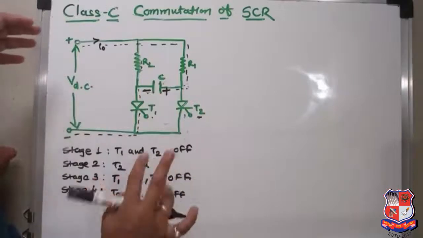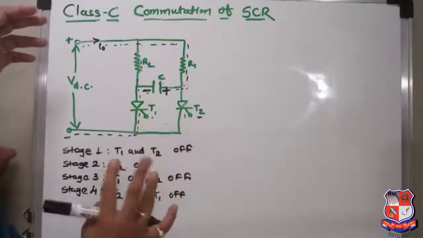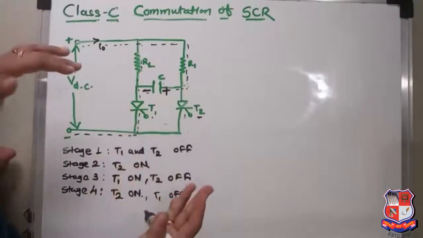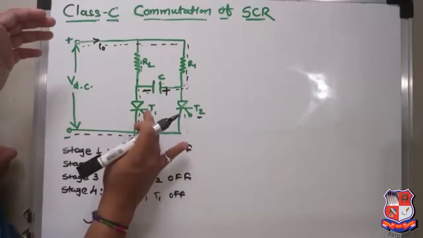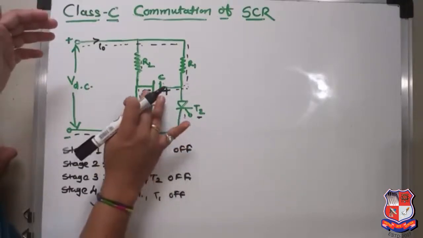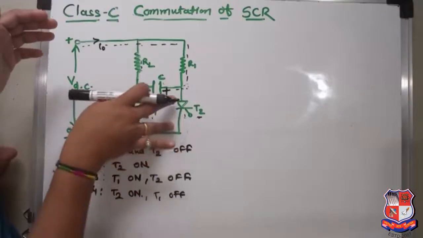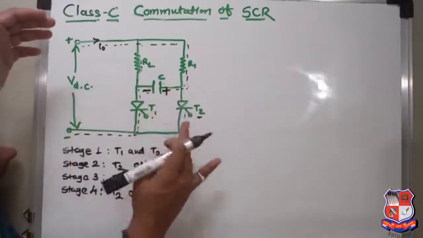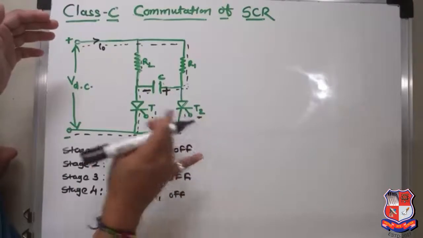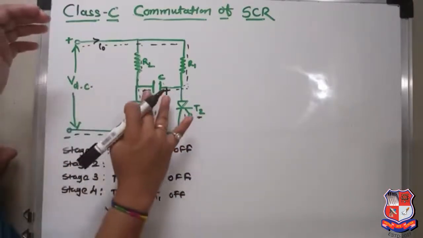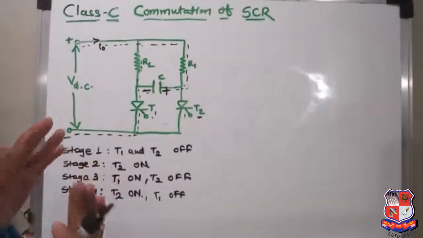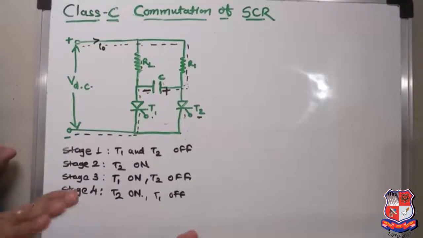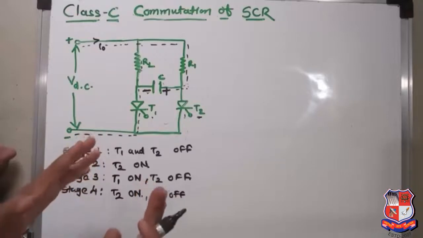In class C commutation there are 2 thyristors and they turn each other off, vice versa. If you give a gate pulse to T1, the capacitor voltage appears across T2 and T2 is turned off. And now if T2 is turned on, T1 is turned off by the capacitor voltage appearing across T1. So T1 is turned off by turning on T2 and T2 is turned off by turning on T1. This way you can turn off the thyristor.